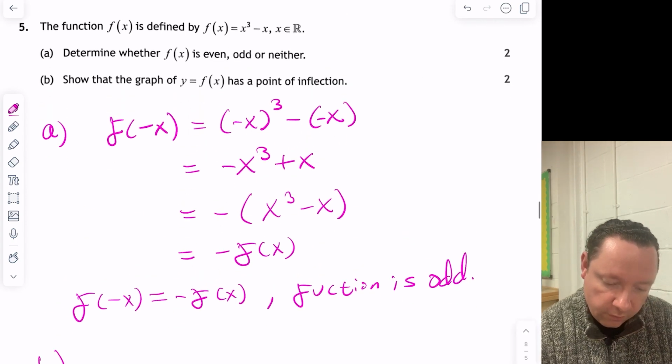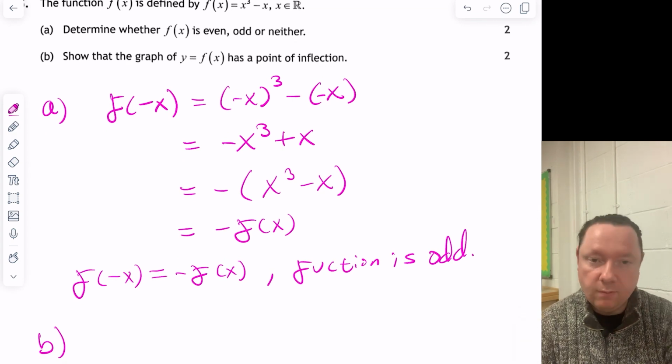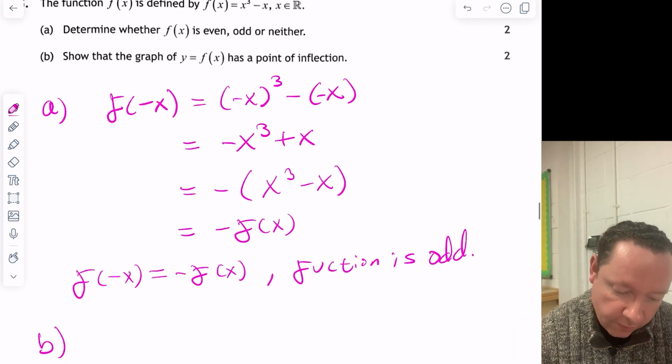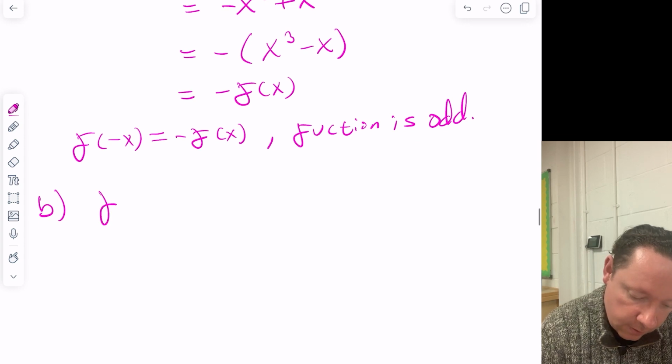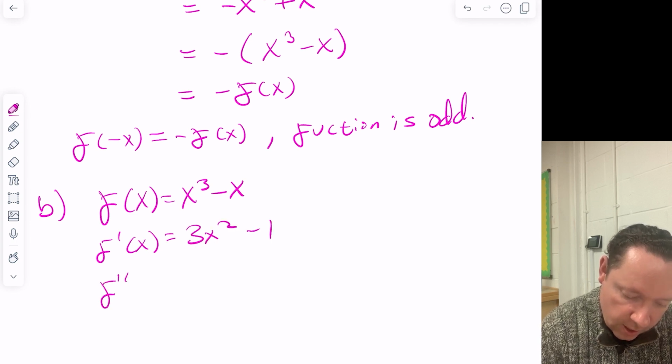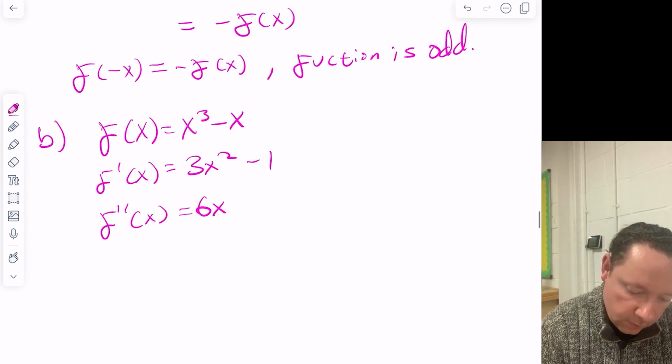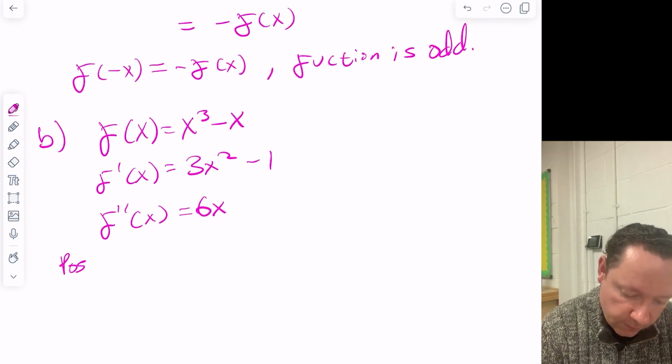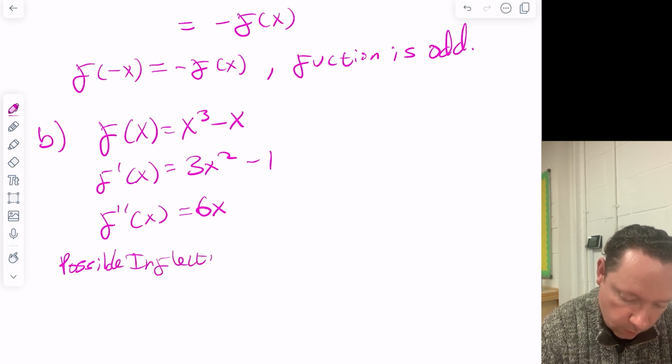Show that the graph of f of x has a point of inflection. So if we're going to get a point of inflection, we're going to examine the second derivative and see whether it's undefined or 0 at some point. So f of x is x cubed minus x. f dash x, of course, is going to be 3x squared minus 1. f double dash is going to be 6x. So possible inflection when 6x equals 0, so x equals 0.